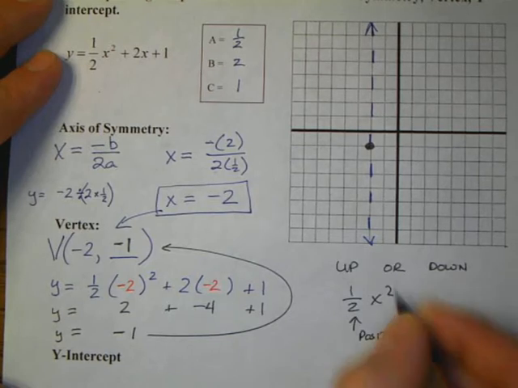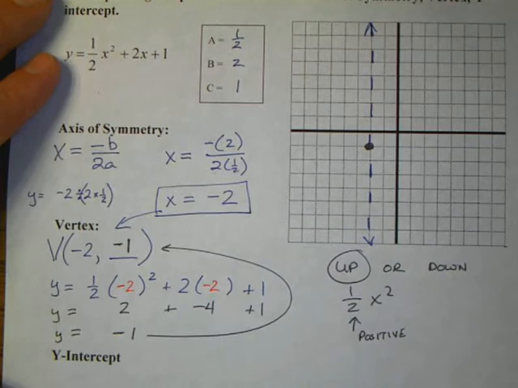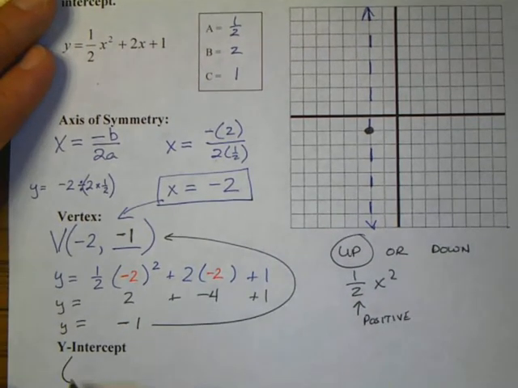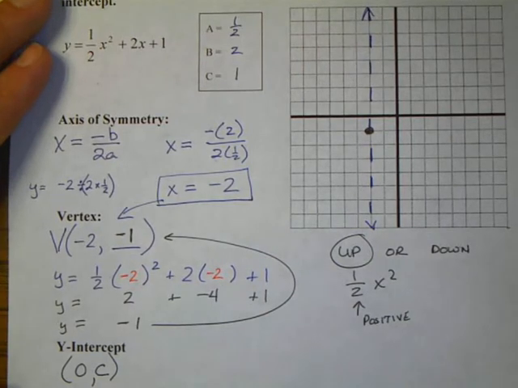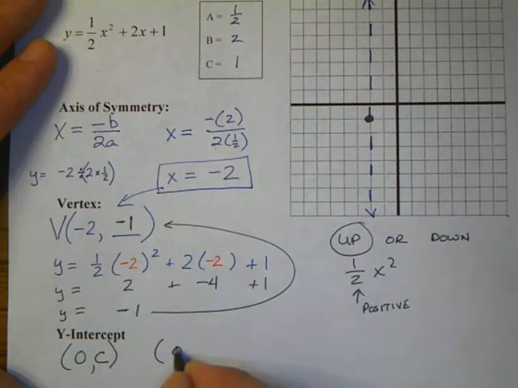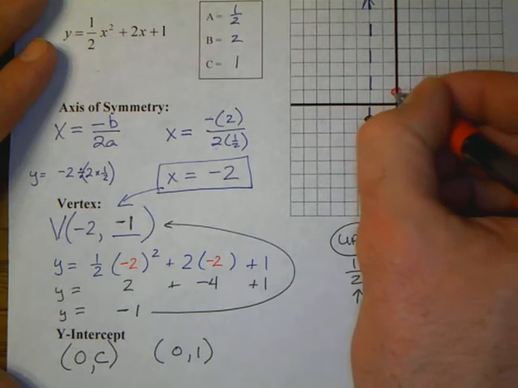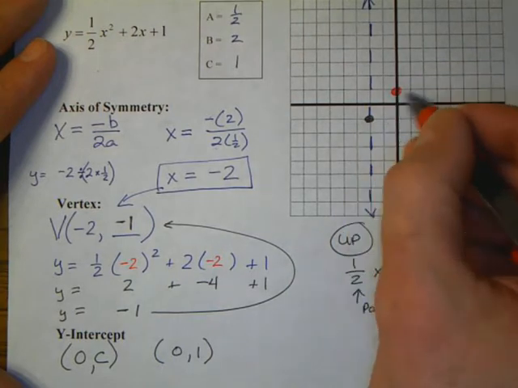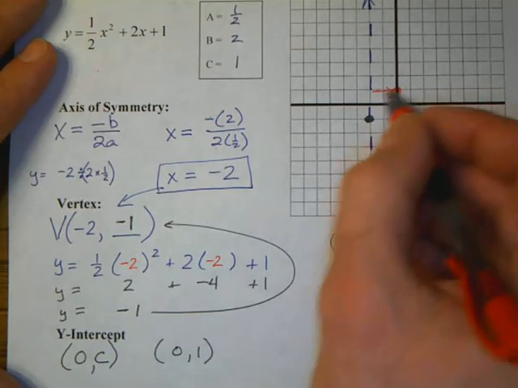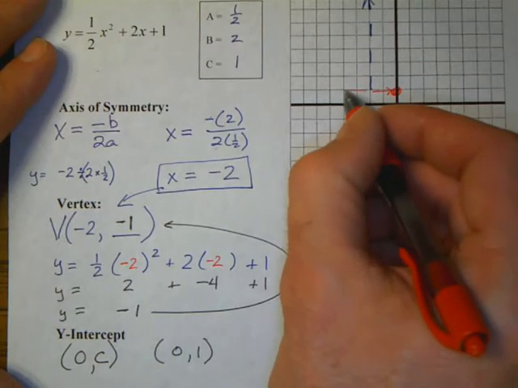Think with me for a second. Does our graph go up or down? How would you know whether it goes up or down? Well, because it's 1/2 x squared, because that is a positive, that means the graph is going to go up. That's just a little hint as we're continuing on our graph. Now let's find the y-intercept. What's that equation, Weedy? 0, comma c. Remember that from our previous problem? So we look at our equation, we get the value 1 for c, so our y-intercept is 0, 1.